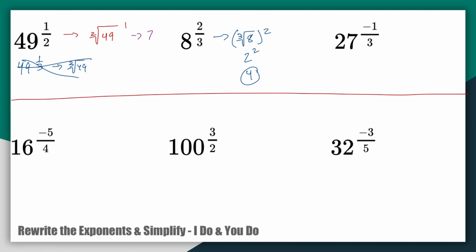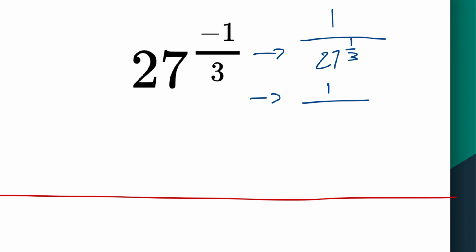Now, 27 to the power of -1/3. Okay, let's deal with the negative first because it'd be hard to deal with it second, okay? So we're going to send this underneath 1. So 1 over 27 to the power of 1/3, which then we deal with that radical. So remember, 1/3 is the same thing as saying the cube root. So this is 1 over, let me zoom in here for you guys, 1 over the third root of 27.